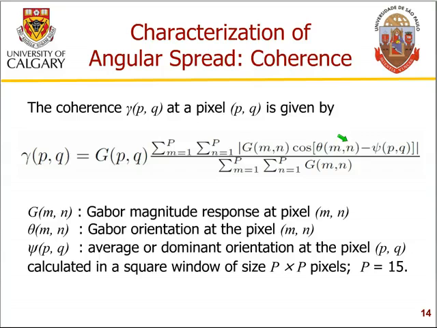If at all pixels the orientation remains the same, then this value will be high. If the angles are scattered, like in background and noisy areas, this value will be low. So this is called coherence.